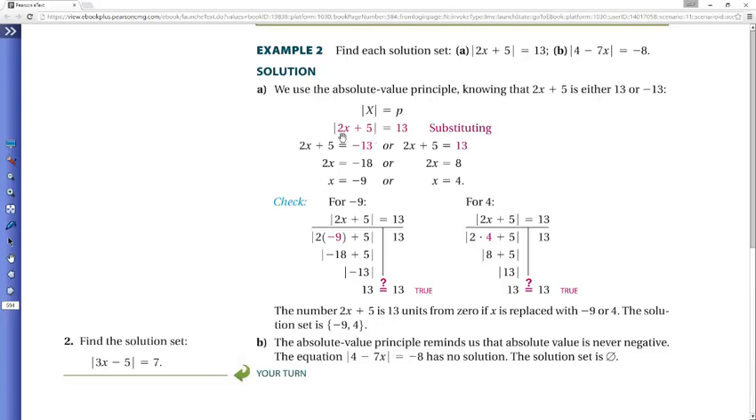The absolute value of negative 13 is 13. So that makes it true, right? And in this case, I substitute in 4. I get 2 times 4 plus 5. You end up with the absolute value of 13, is that equal to 13? So those are the two solutions.